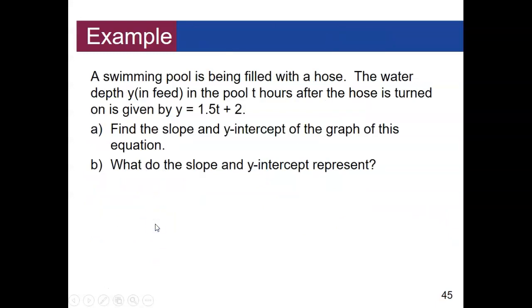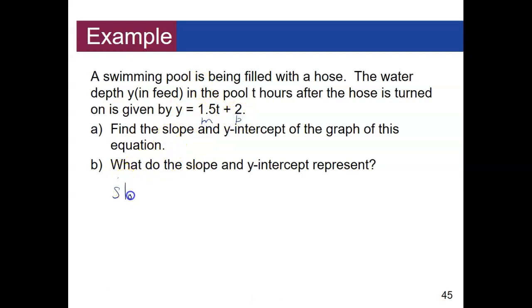Okay, this is kind of a lead-in to some of the problems that we're going to be doing shortly, where we're looking at modeling using linear equations. A swimming pool is being filled with a hose. The water depth in the pool t hours after the hose is turned on is given by this equation. So we want to look at finding the slope and the y-intercept of the graph of this equation. Looking at this, this is my slope and this is my y-intercept.